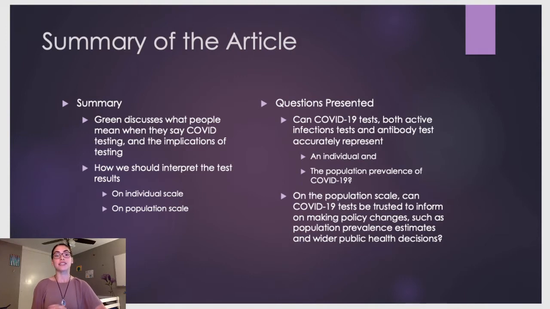The main questions that Nathan Green addresses in this paper are the following. Can COVID-19 tests, both active infection and antibody tests, accurately represent an individual and the population prevalence of COVID-19? In terms of population scale, can COVID-19 tests be trusted to inform on making policy decisions such as population prevalence estimates and wider public health decisions?